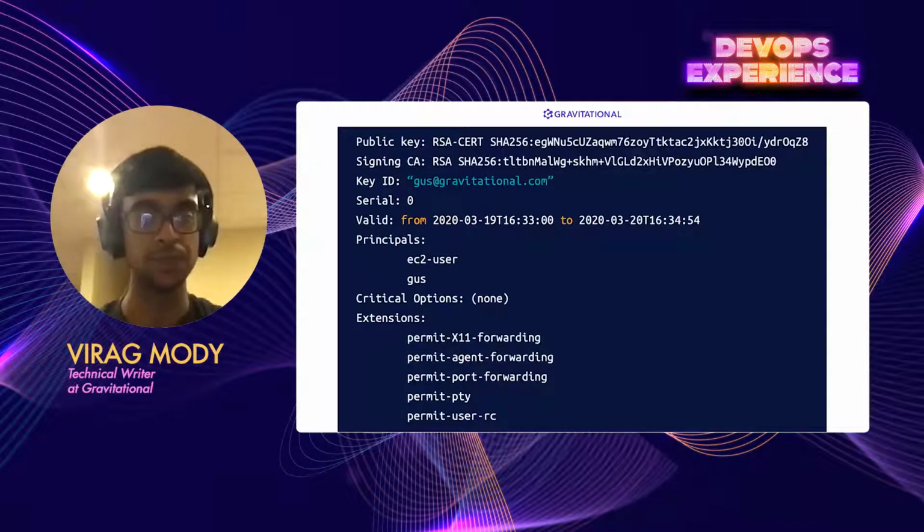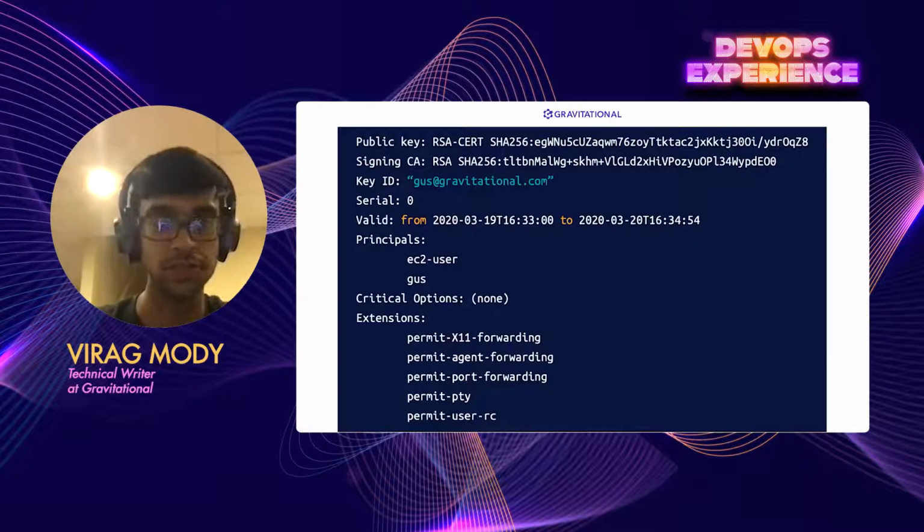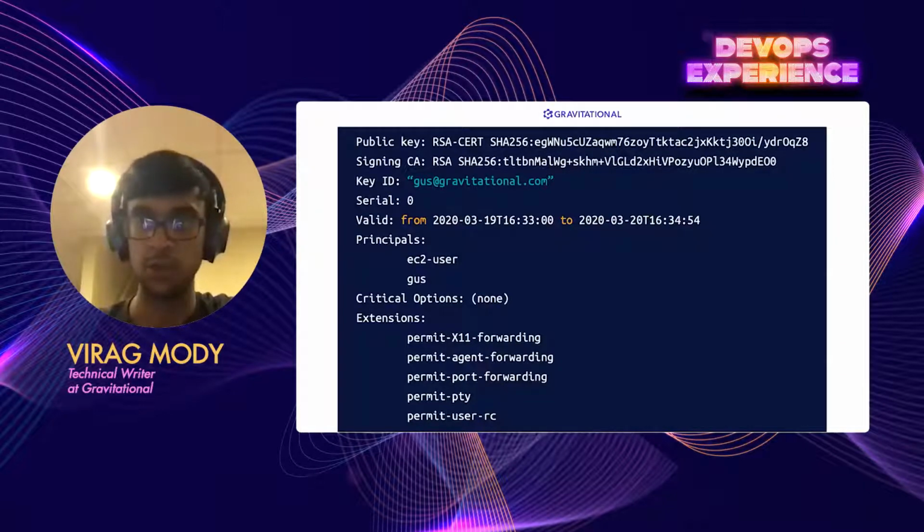Below that, we have principals. Principals are basically just your Linux or Unix users that the certificate is allowed to authenticate as. But the important thing is that this is just more identity information, right? This is more information that gets logged. And instead of creating a key for each individual user, you can now aggregate all those user logins into one certificate. Below that, we have extensions.